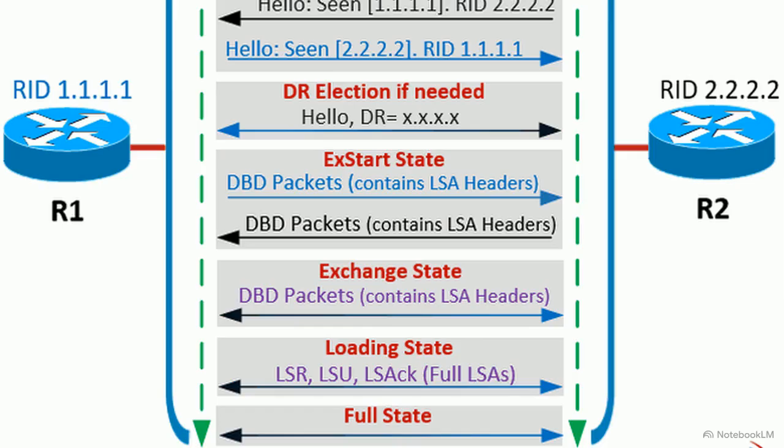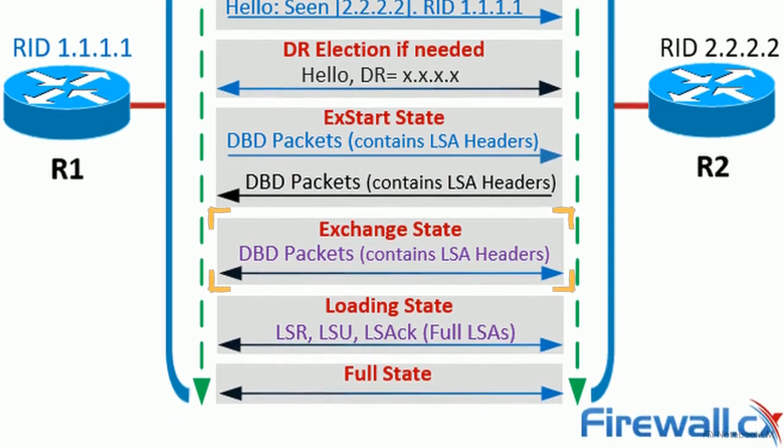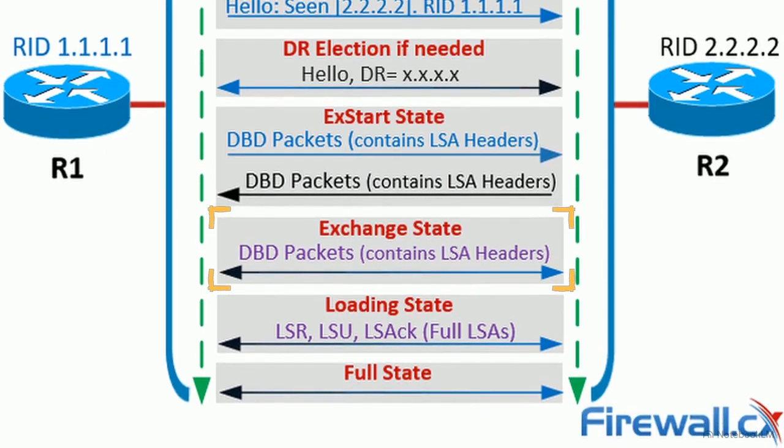This diagram outlines the synchronization process. In the ExStart state, the routers determine a master-slave relationship to coordinate the sequence numbers for the upcoming data transfer. Next is the exchange state. Here, the routers trade database descriptor packets. These contain only the headers of their Link State Advertisements, providing a summary of what each router currently knows.